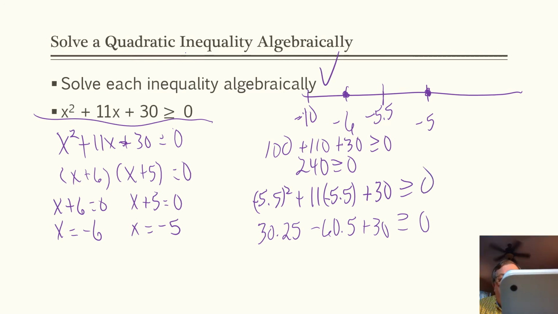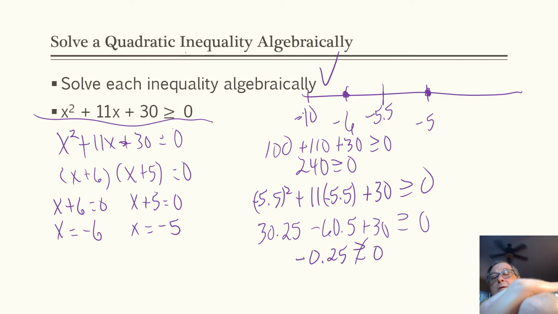All right, 30.25 minus 60.5 plus 30 equals negative 0.25. And is that greater than or equal to 0? Well, of course, no. So that interval fails. And let's choose something greater than negative 5. How about 0? That would be in that interval.